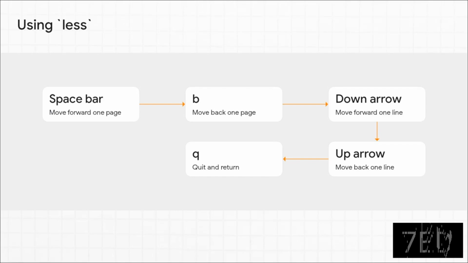So what do you do when a file is hundreds or even thousands of lines long? That's where less becomes your best friend. It opens the file and lets you read it one screenful at a time. You can go forward with the spacebar, backward with B, or just use your arrow keys to scroll. When you're done, just hit Q to quit. It gives you total control.